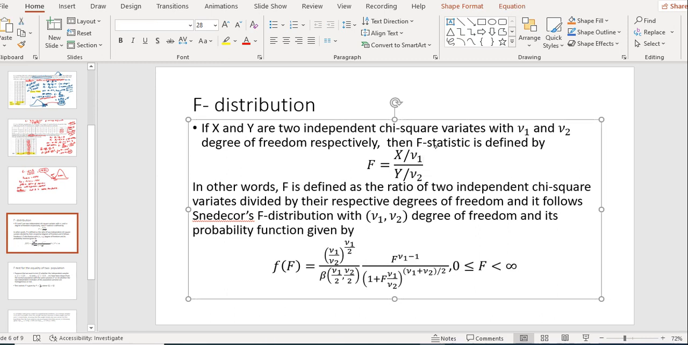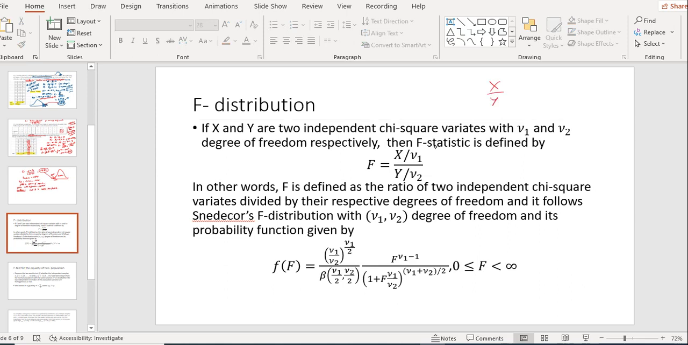If you remember, we have discussed that the ratio of two chi-square variates follows the beta distribution of the second kind, with nu1 by 2 and nu2 by 2 as parameters. So I can write F(nu1, nu2) equal to X upon Y, where X follows the chi-square distribution with nu1 degrees of freedom and Y follows the chi-square distribution with nu2 degrees of freedom. So their ratio will follow the beta distribution of the second kind, and because of that we need to use the formula of the beta distribution of the second kind.